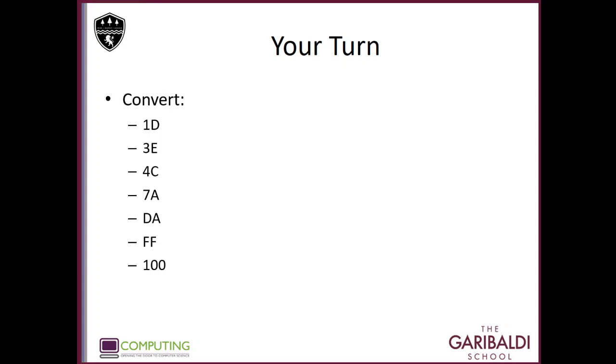Okay, so hopefully now you've completed the questions. We'll now go through the answers. So 1D should have been 29, 3E should have been 62, 4C should have been 76, 7A should have been 122, DA should have been 218, FF should have been 255, and 100, remember we needed to go into the next column for this.